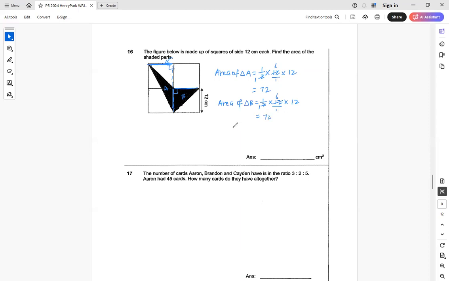So both add up together. You want to find the total shaded area, right? I take triangle A, which is 72, plus triangle B, which is also 72. 72 plus 72 will give me my answer, 144.